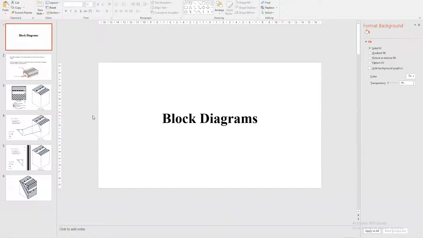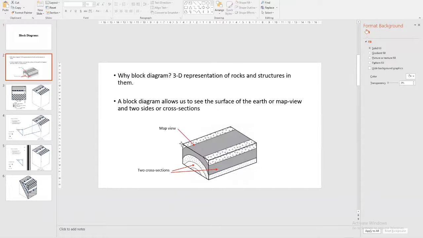Hello everyone. In this short tutorial, I'm going to talk about block diagrams and how one can use them to interpret rocks in 3D. First of all, why do we need block diagrams? Block diagrams are tools for representing rocks in 3 dimensions and are useful if someone is trying to understand the subsurface rocks and structures in any region on Earth.